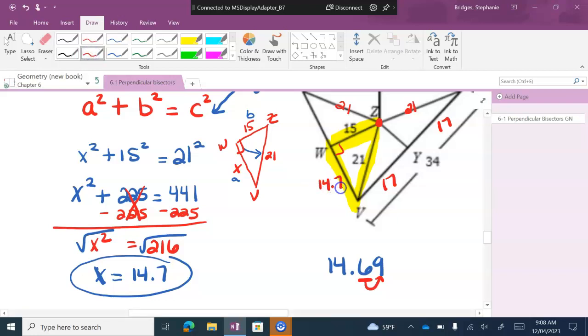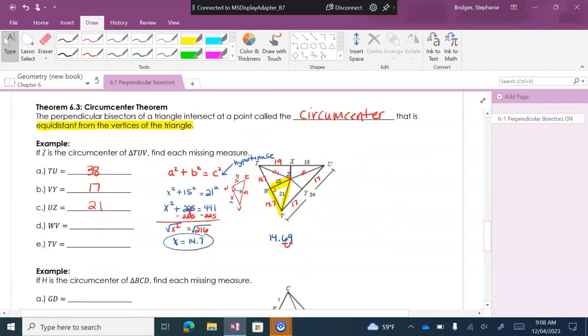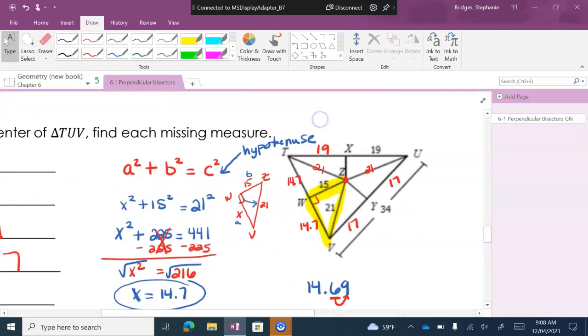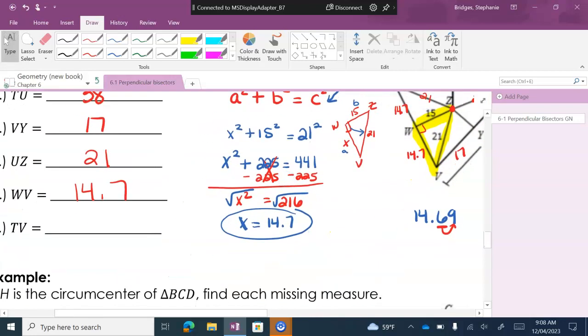Which means the other part is also what? The top part would be 14.7 as well. Okay, so let's go back and see. We know that WV we said was 14.7. How would I find TV? 14.7 times 2. And that gives me 29.4.